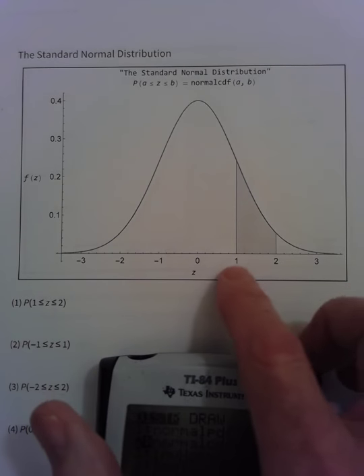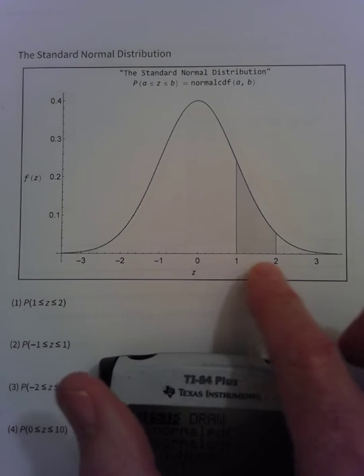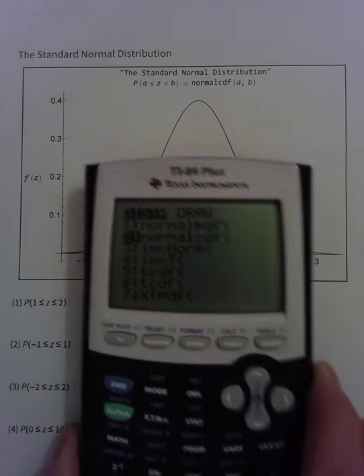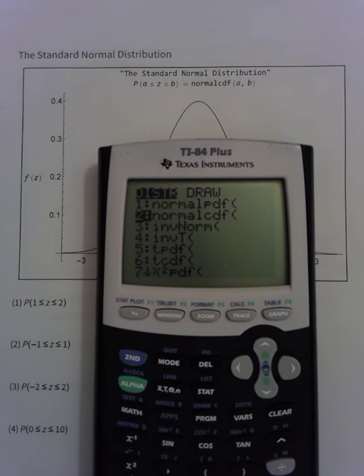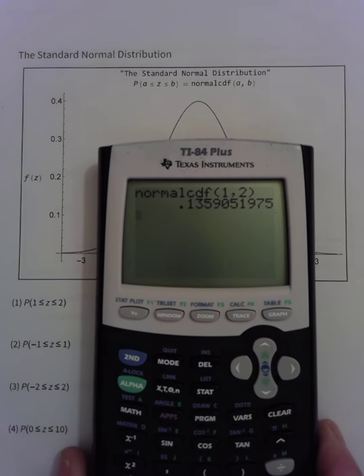points. So we'll start with this problem, finding the area between 1 standard deviation above the mean and 2 standard deviations above the mean. You simply select normalcdf and put in 1, 2, close parentheses, to make it look nice, and hit enter. It tells us that that area is 0.1359, or about 13.6% of all the area on the standard normal curve is held between those limits. So that's our first problem.